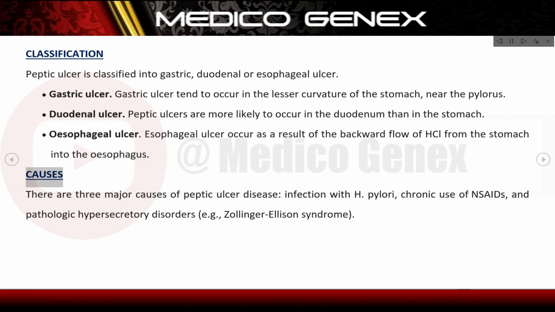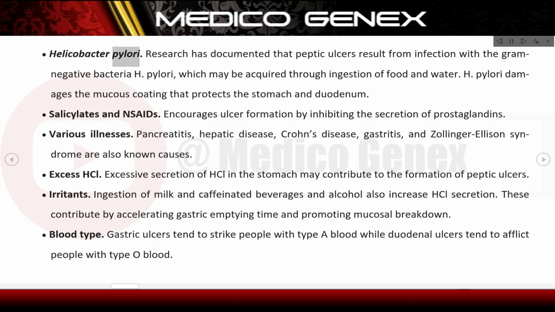Causes. There are three major causes of peptic ulcer disease: infection with H. pylori, chronic use of NSAIDs, and pathologic hypersecretory disorders, e.g., Zollinger-Ellison syndrome. Helicobacter pylori. Research has documented that peptic ulcers result from infection with the gram-negative bacteria H. pylori, which may be acquired through ingestion of food and water. H. pylori damages the mucus coating that protects the stomach and duodenum.